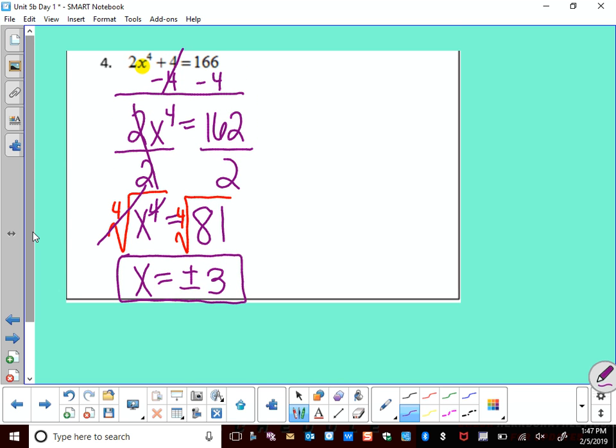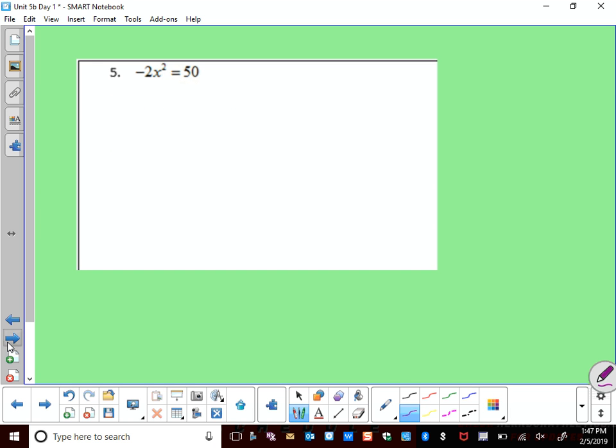Okay, so that's number 4. Right, number 5, it's on the next page, right? All right, number 5. I want my x by itself, so I'm going to divide by -2. So that's gone, and I'm left with x squared is equal to what? -25, good.